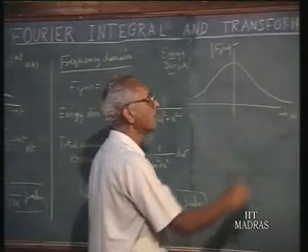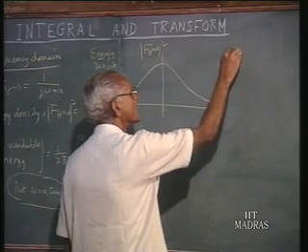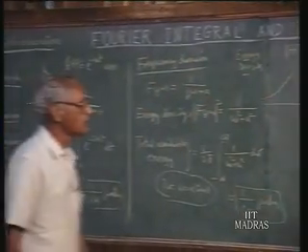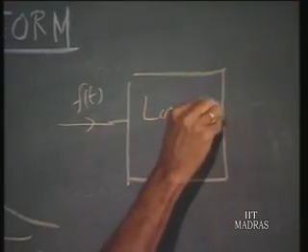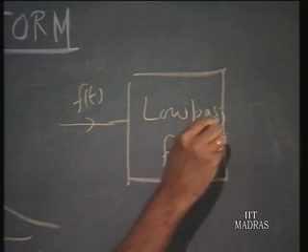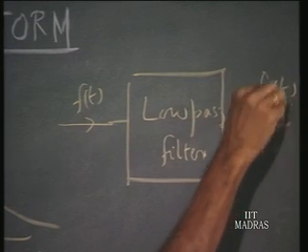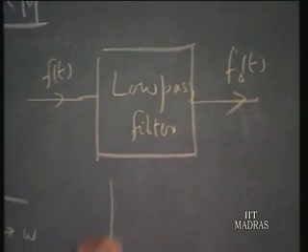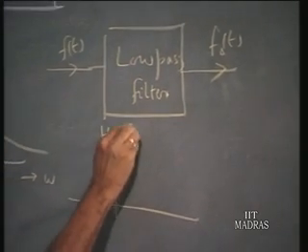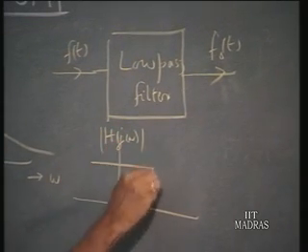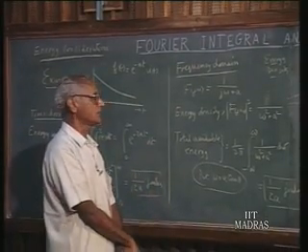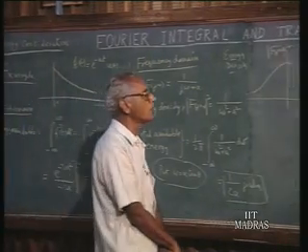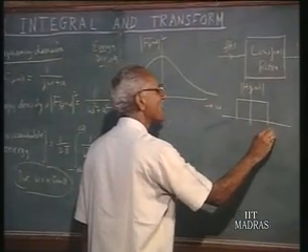Let us assume that this particular f of t, this exponential signal, is put through a low pass filter and we get an output signal f naught of t. This low pass filter has a characteristic like this: h of j omega magnitude. A low pass filter essentially allows all frequencies up to a certain point and then shuts off all other frequency components. So let us imagine that our low pass filter here has a cutoff frequency equal to a and minus a.